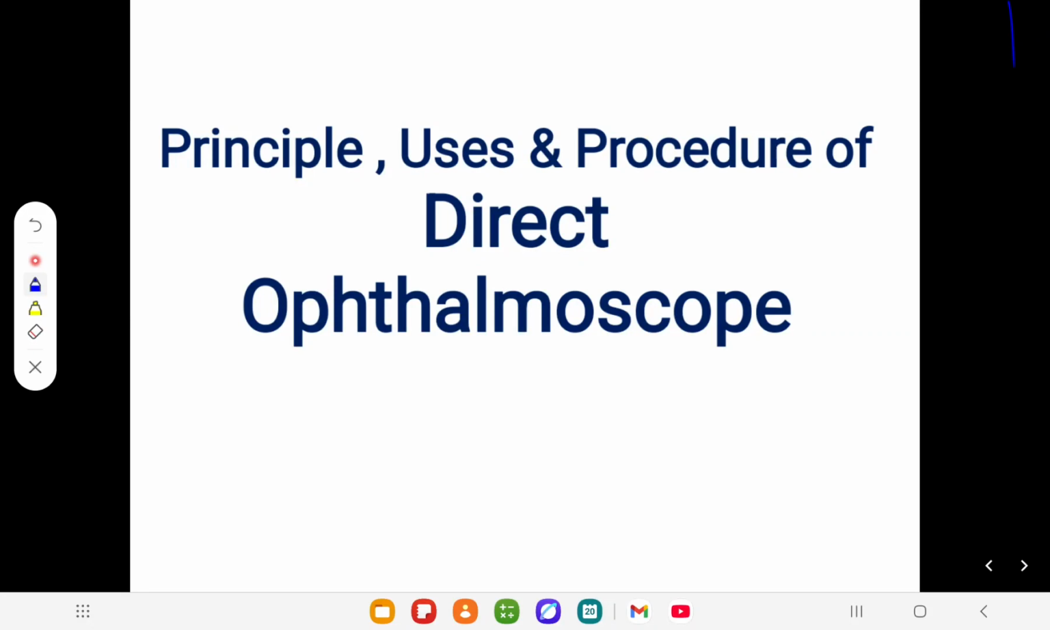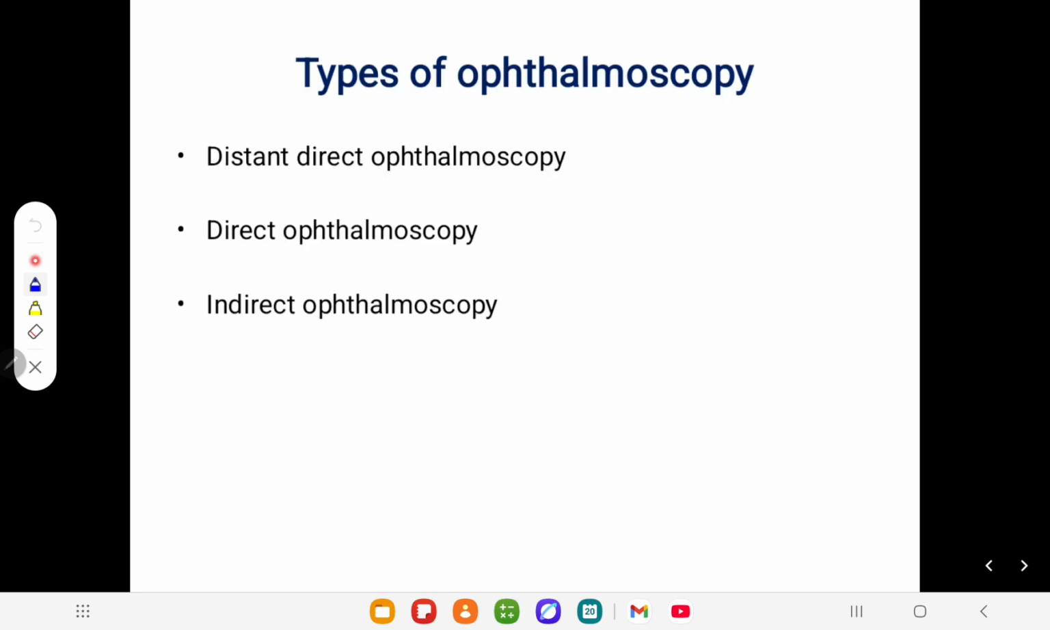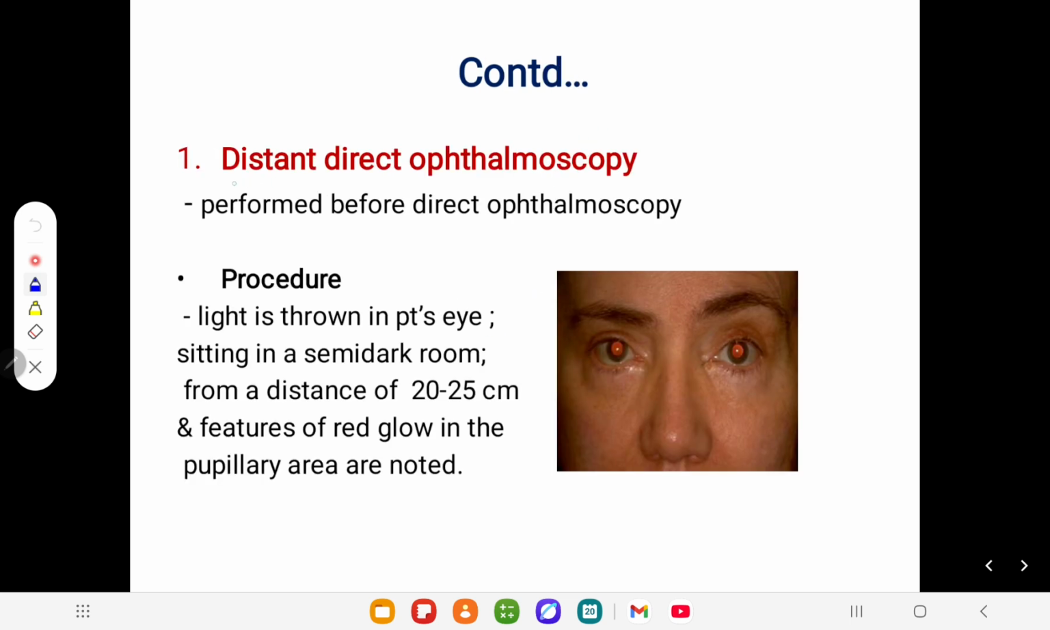So let's discuss the direct ophthalmoscope. I am not going to discuss the indirect ophthalmoscope, definitely principle, uses and procedures. So let's discuss the types of ophthalmoscopy. We sometimes call it distance direct, and direct and indirect ophthalmoscopy. Distance direct is very simple, performed before direct ophthalmoscopy.